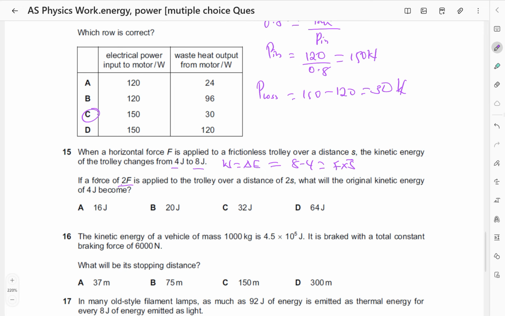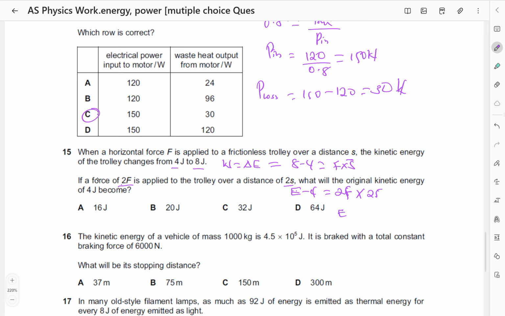If a force of 2F is applied to the trolley over a distance of 2S, what will the original kinetic energy of 4 joules become? So now the new energy is going to be E. I'll call that energy E when the initial is 4 joules. What will the original kinetic energy of 4 joules become when the force is twice F? So where there is F, I'll put twice F. And where there is S, I'll put twice S. So I'll divide the two equations.